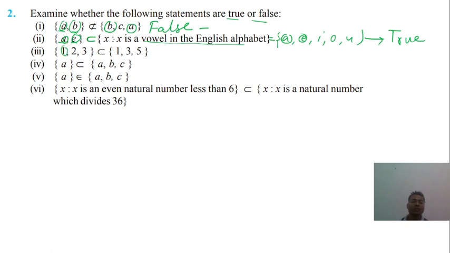Okay, so 1 is here, 3 is here, but since 2 is not here, it is not a subset. And they are saying it's a subset, so we put a false note here. Now coming to the first question, number 4, is A a subset of this? Yes, we see that A is a subset of this, so we put a true sign here.